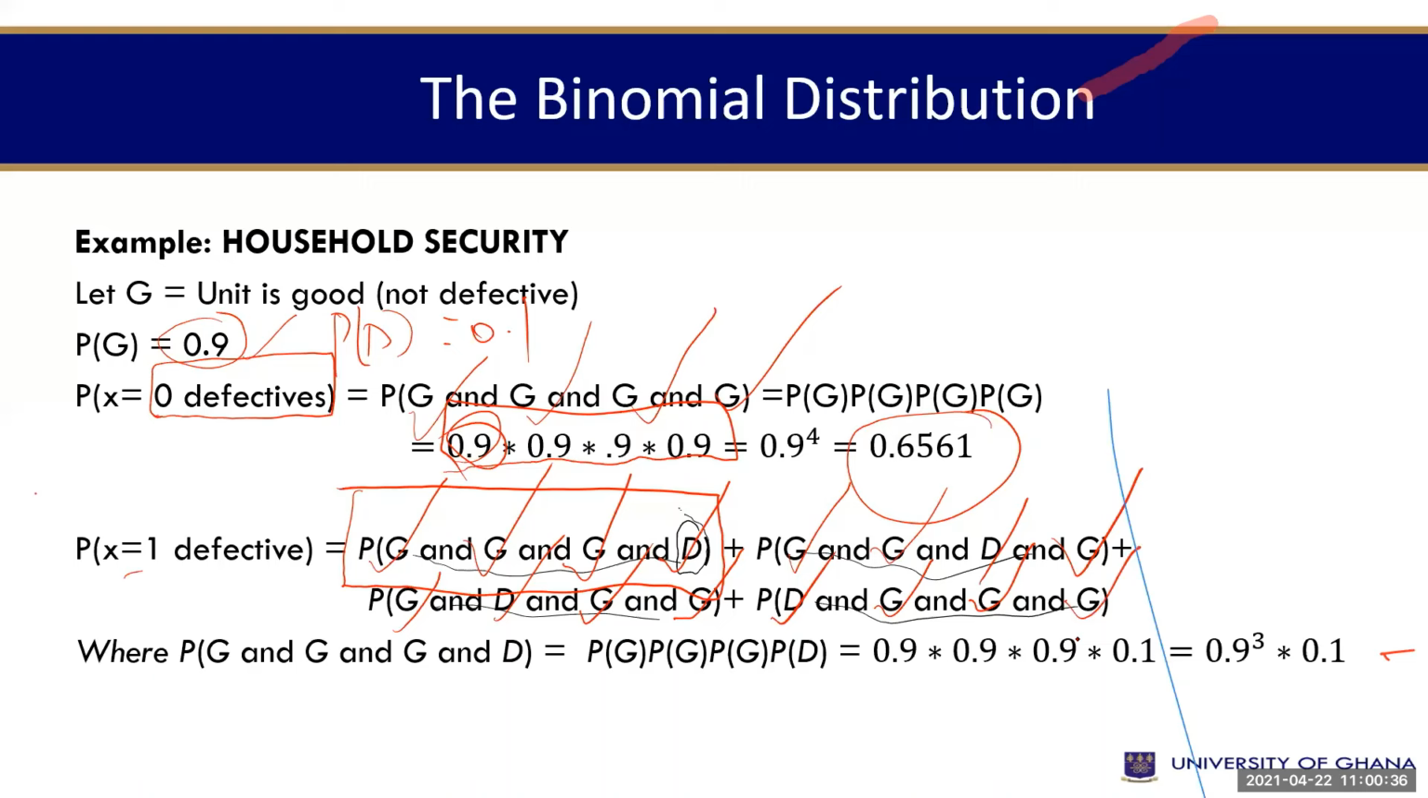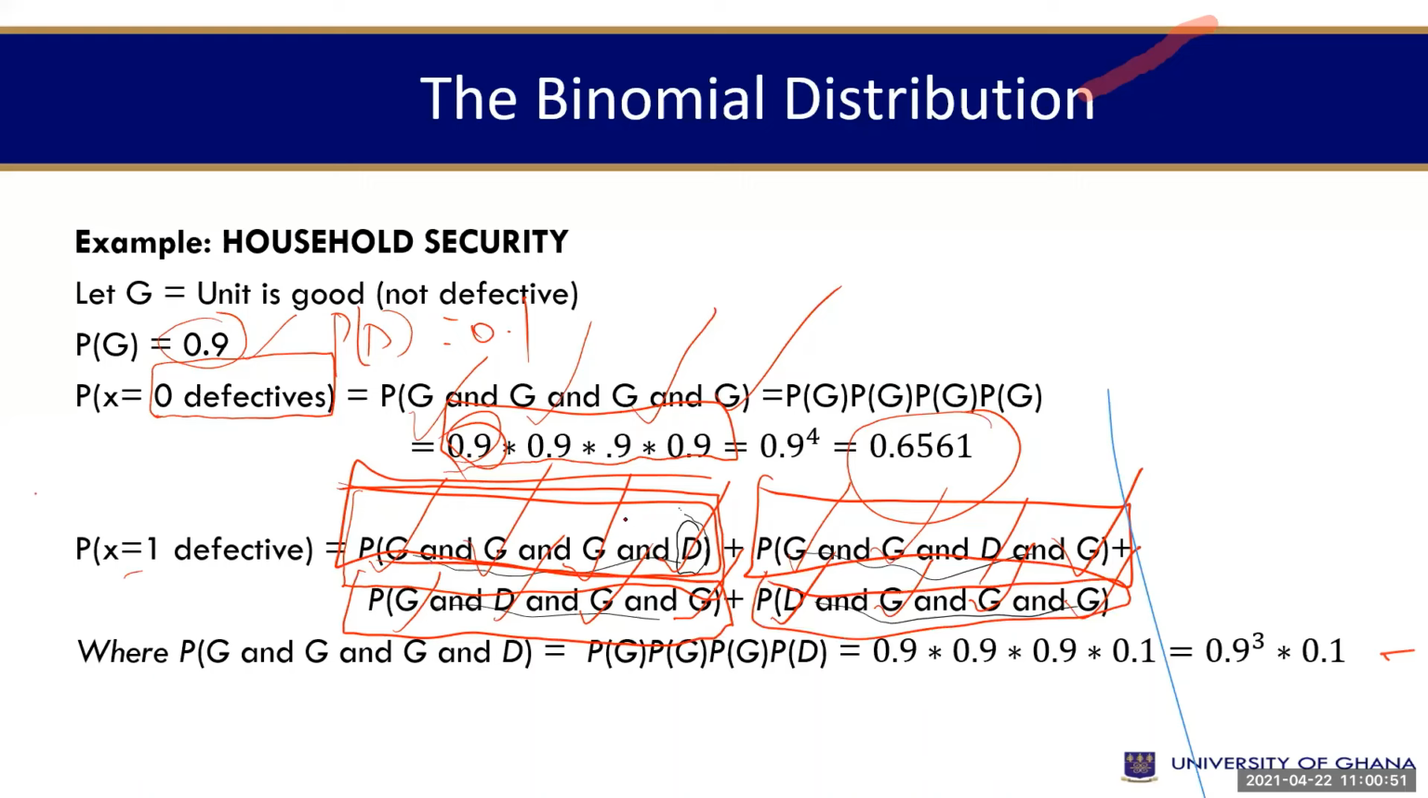So you see that this is one possible outcome. This is one possible outcome. When we are expecting just one defective, this is the second, and that's the third outcome. It means that we need to know the probability for this occurrence, that, this, and that. Multiply and add them together. So this is the first one, the probability that you have good, good, good, and one defective.